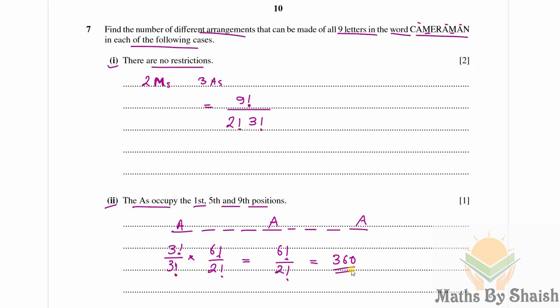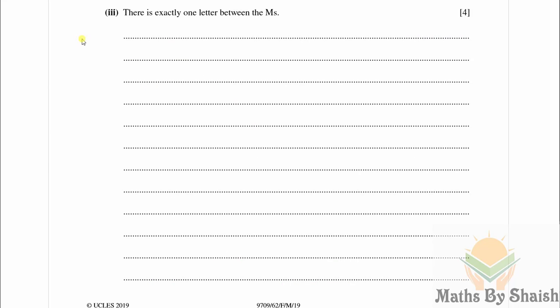Let's do the third part of this question. In the third part, there is exactly one letter between the M's. So there are 9 places altogether, because in cameraman there are 9 letters, 1 2 3 4 5 6 7 8 9. So if we start from any side, let's say I'll start from here. If it is M, then there would be a gap, because exactly one letter, and then there would be another M.